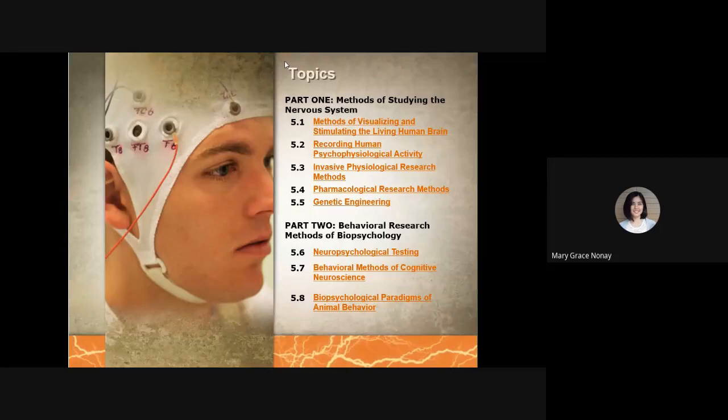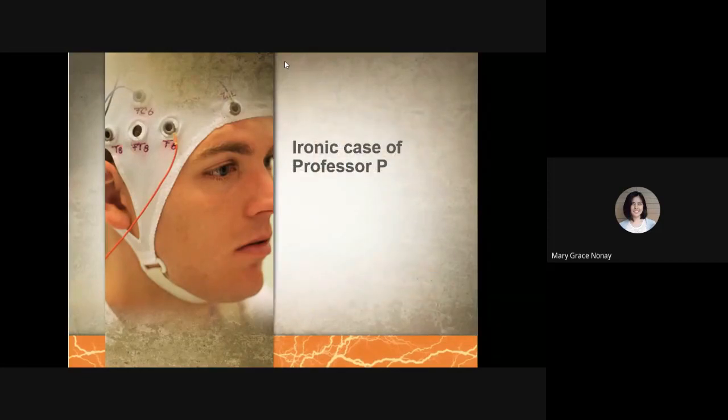For the behavioral part, we have testing, neuropsychological testing. I think these are the most common here in the Philippines because we don't have much access to the technology in the first part. And I believe no one has offered biopsychology, or even cognitive psychology, in the Philippines that uses these advanced technologies. So you can go to other countries to study this. All right, so we have the ironic case of Professor P.